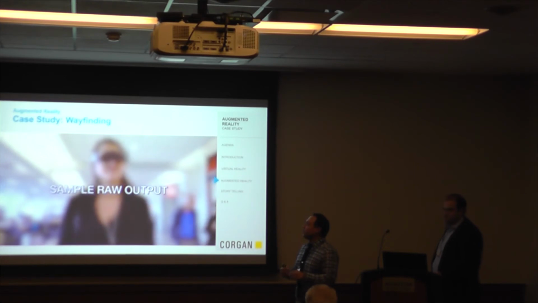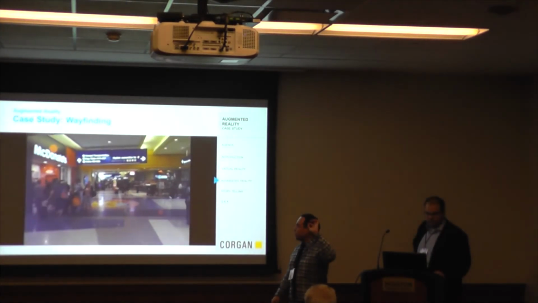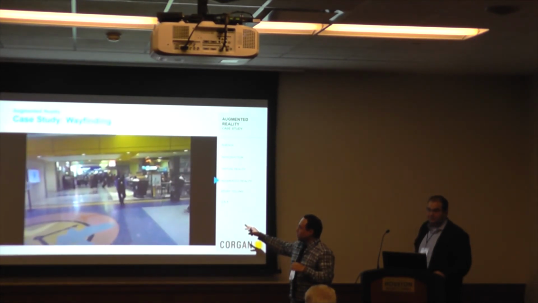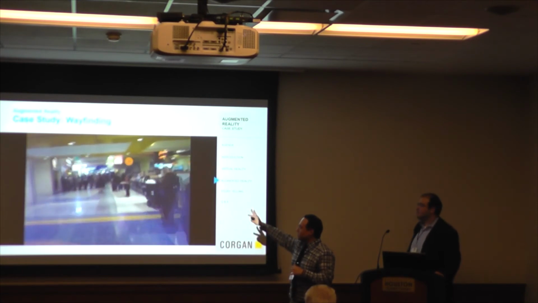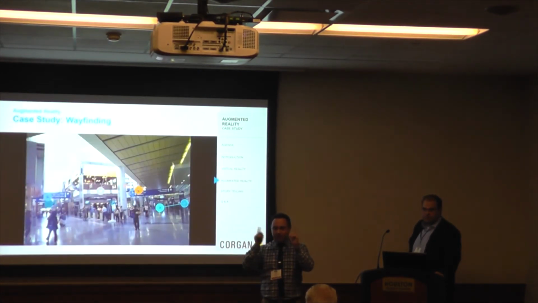So here's that sample raw output. You're going to see these little pings. That's the actual video footage of where the user's eyes are going as they're walking through the concourse. So you can see them looking up. They're going to start looking to the side. There's a lot going on. Next time you're in an airport, just take notice of how much your eyes are darting.